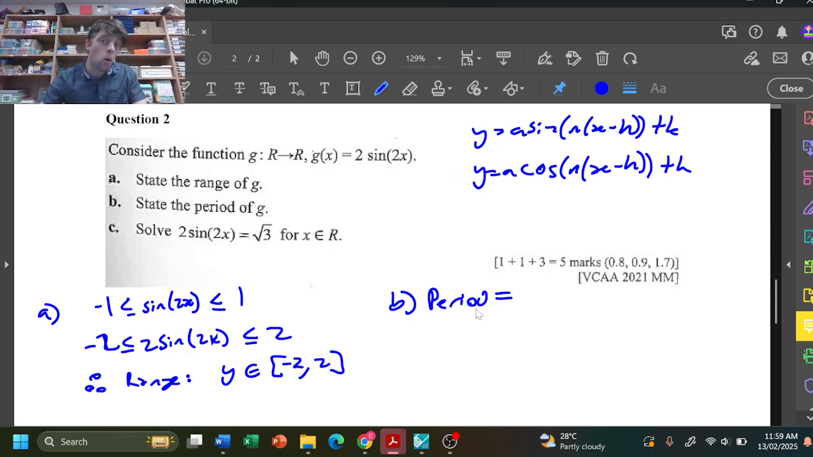This is going to be the horizontal translation to the side, and this is the k, which is the vertical translation. Whenever we have something written in this form, the period will be equal to 2 pi divided by the coefficient of x, which is what I've written as n here in this formula.